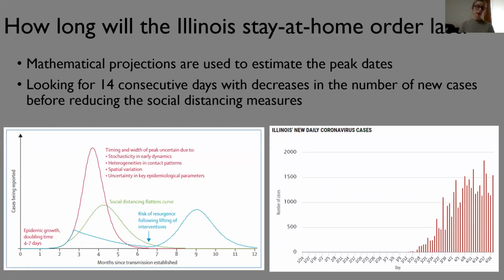Because if we look at the graph on the left, the longer social distancing goes on, fewer people are infected, but it happens over a longer duration of time than the peak happens without social distancing. Okay. Are there any questions here?